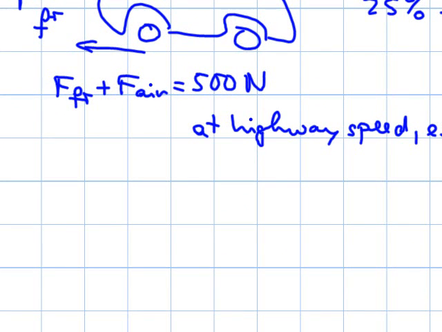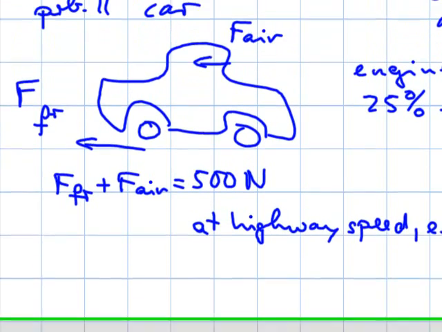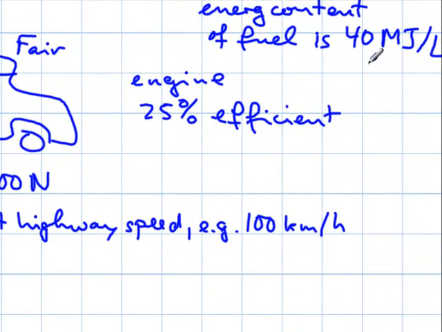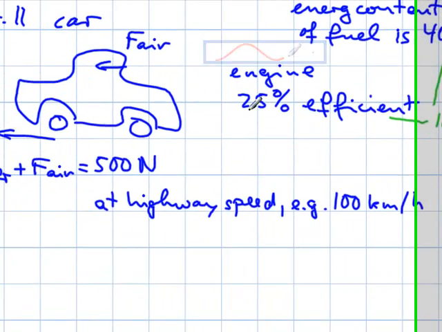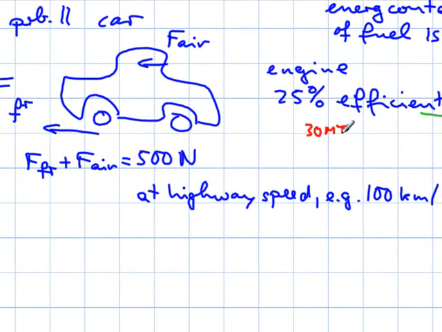Problem 11. How many kilometers per liter will a car obtain if its engine is 25% efficient and it encounters an average retarding force of 500 newtons at highway speed? Assume that the energy content of gasoline is 40 megajoules per liter. So when I look at these numbers here, 10 megajoules per liter is actually used for the kinetic energy of the car, while the remaining 30 megajoules per liter is wasted as heat. That's exactly what the efficiency means. Okay, let's see how we calculate that.